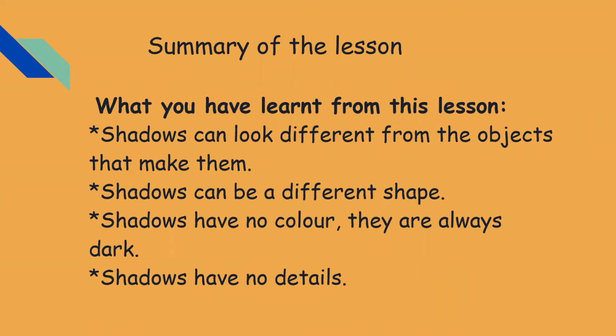Let us have a quick summary of what we learned today. We learned shadows can look different from the objects that make them. Shadows can be a different shape. Shadows have no color. They are always dark. Shadows have no details.